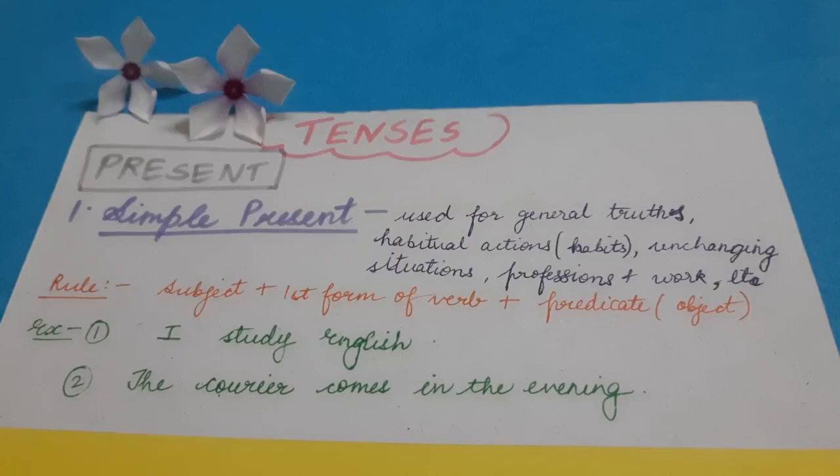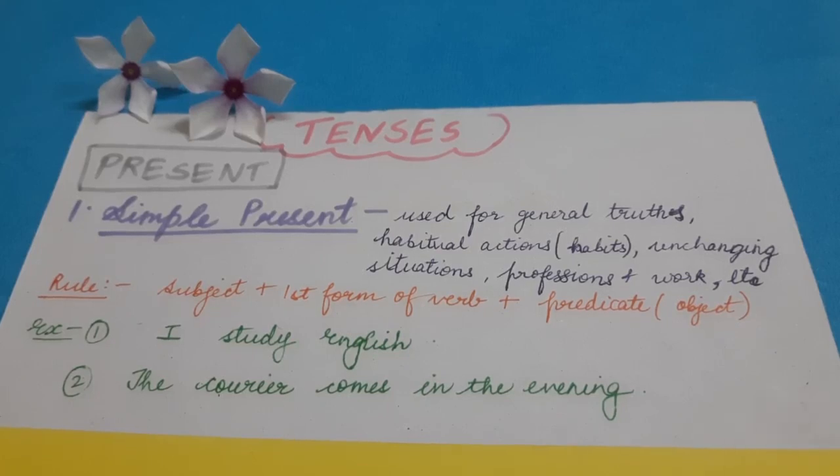Now, let's talk about present tense. So, the number one present tense is simple present. It is used for general truths, or you can say universal truths, habitual actions or habits, unchanging situations or professions and work, etc. Those things come under simple present.